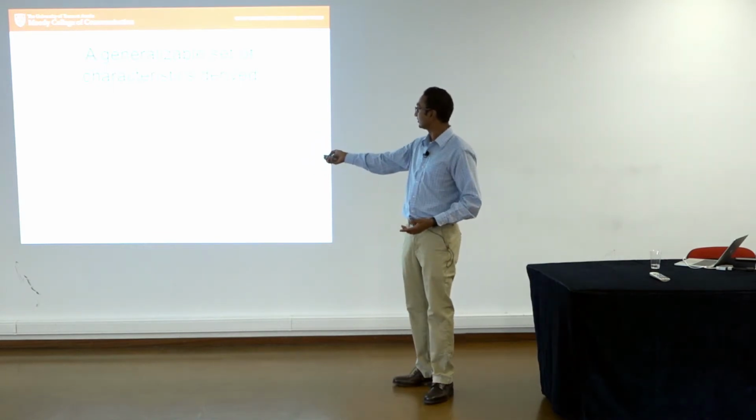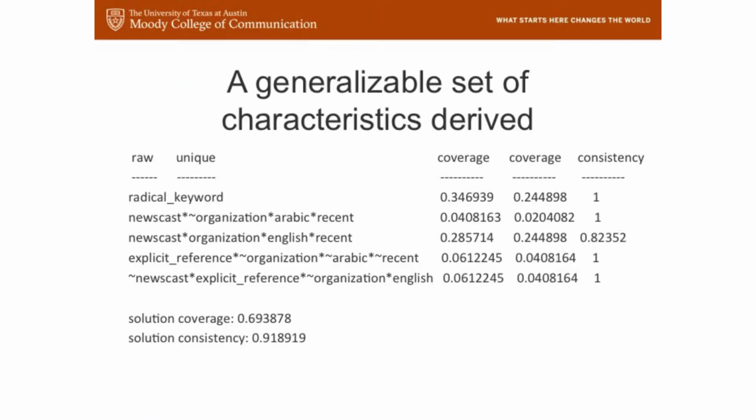Then you have some smaller percentages explained. The larger one is 28.57%. This is when the video was a newscast, the video was posted by an organization, the video was in English, and the video is recent. Those are Boolean terms, so it has to be AND: all those things together. If a video has those four attributes, 28.57% of the recommendations could be explained by that. And then you have smaller percentages here, which include some NOTs.